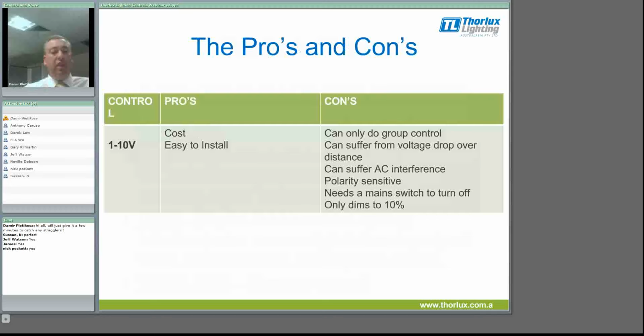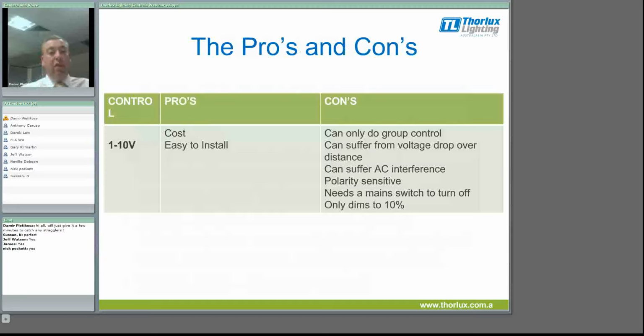1 to 10 volt. Cost is a pro. It's the earliest system. The cost is the cheapest. It's very easy to install. It's just a two-way cable to connect between luminaires and controls. The downside of 1 to 10 is it will only do group control.